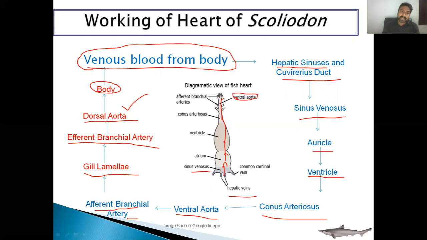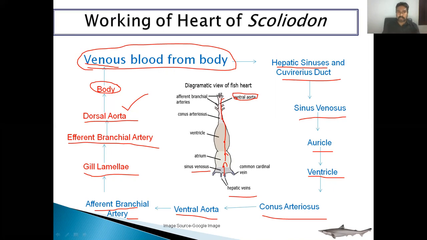Now the blood collected by the veins from the body, from the organs, is venous blood. This venous blood is again pumped to the heart. So this is a cycle. In this way, the blood flows, and there is a cycle of oxygenated and deoxygenated blood. But in the case of Scoliodon, the heart receives only venous blood. That's why the heart of Scoliodon is called a venous heart. It is a two-chamber heart. One is the auricle and one is the ventricle. And there is only single circulation, meaning the blood comes only a single time to the heart.